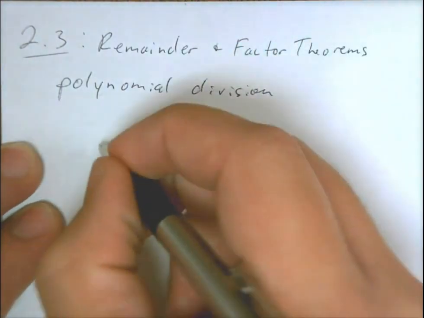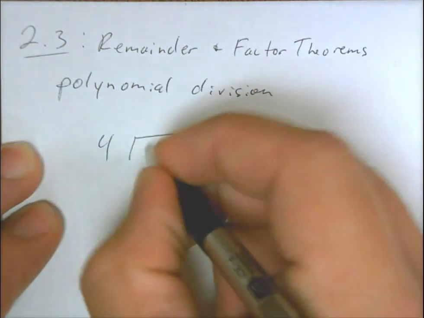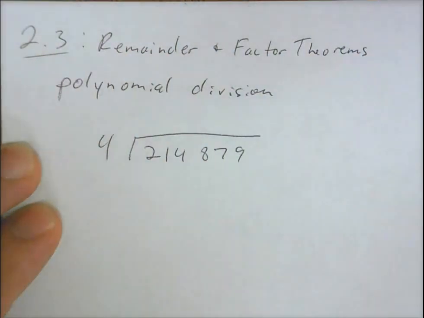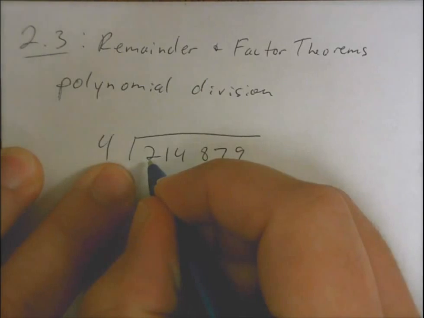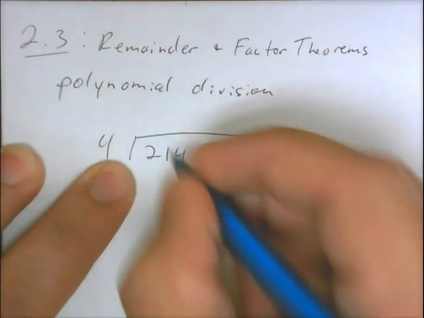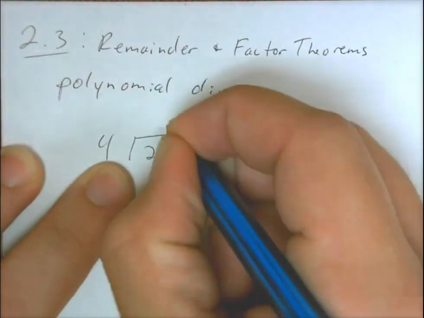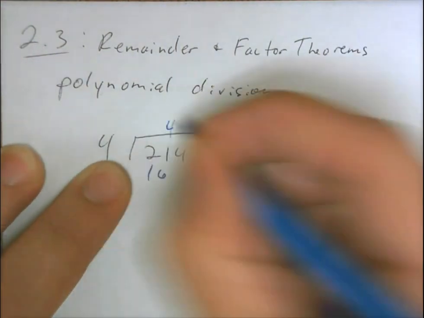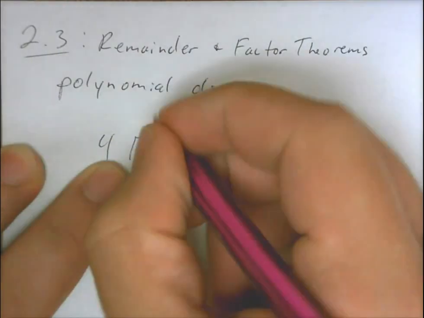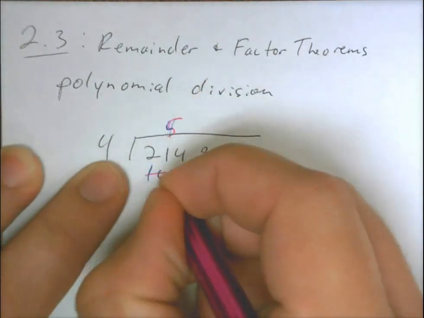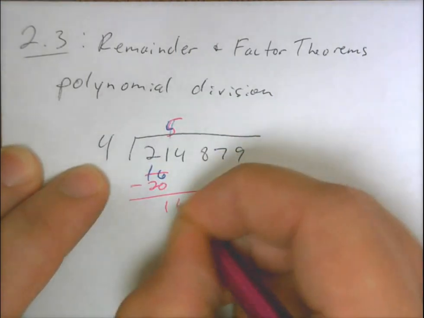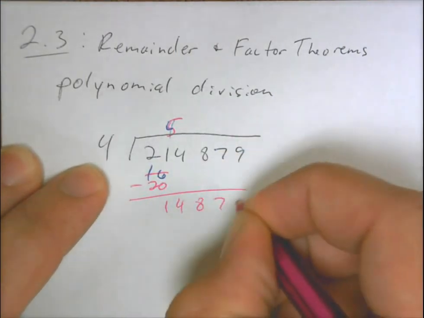So with our regular long division, if you had like 4 divided by 214,879, you would go step by step and just divide stuff. So you'd say 4 doesn't go into 2. No, it doesn't. But it goes into 21 5 times, which is 20. And then we subtract that line. So we'd have 1 and we copy down the rest of this: 1, 4, 8, 7, 9.